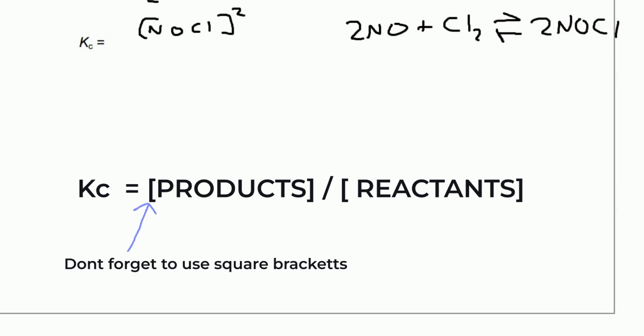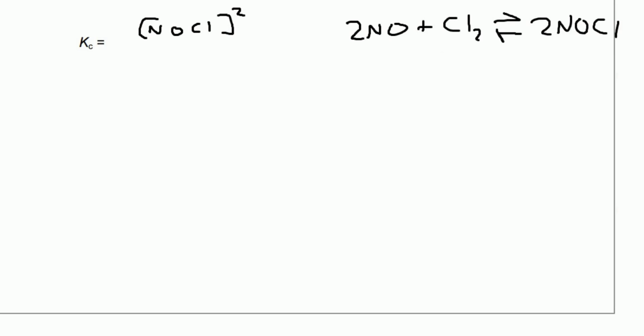If you use rounded brackets, they won't give you the mark because rounded brackets are for pressure when you're doing Kp. So we're going to have NOCl, and that is going to be squared, to the power of 2, because it has 2 as a coefficient in the equation. And then I'm going to have NO, nitrogen monoxide, outside the brackets. I'm going to put that to the power of 2 because there's a 2 as a coefficient in the equation, and then times chlorine, which is the other reactant. So products over reactants. Let's move on.